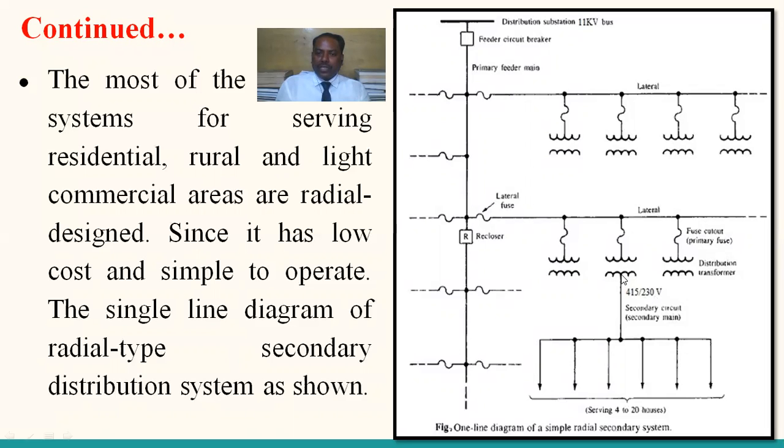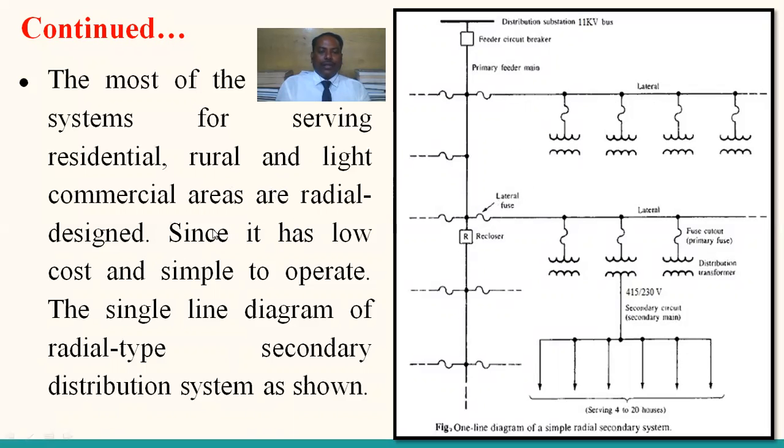From the distribution transformer secondary onwards up to the consumers, the lines or connections are known as the distributors. That is the secondary circuit, or distributor. From there onwards the consumers take the connection. So in this diagram, the secondary system commences from the secondary of the distribution transformer onwards up to the consumer ports. The remaining entire system is the primary system.